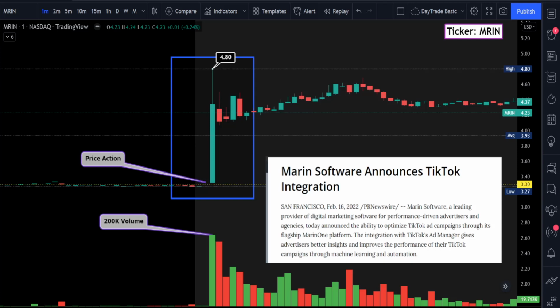I have up for an example, ticker MRIN, and on this chart we can see it had the volume, the price action, and the news. So we had a spike in the price action, we had volume to support the trade, so we can then mark the levels on the daily and weekly timeframes.